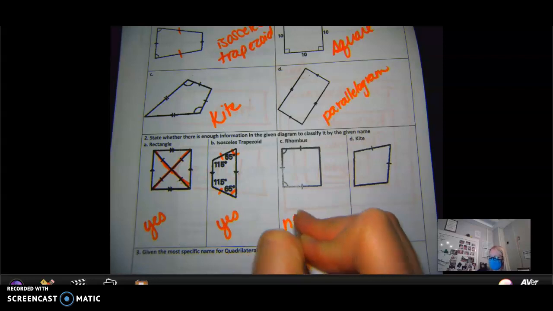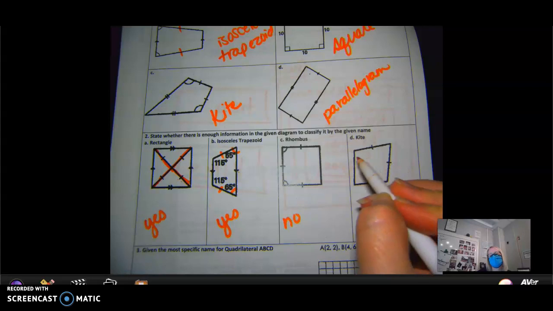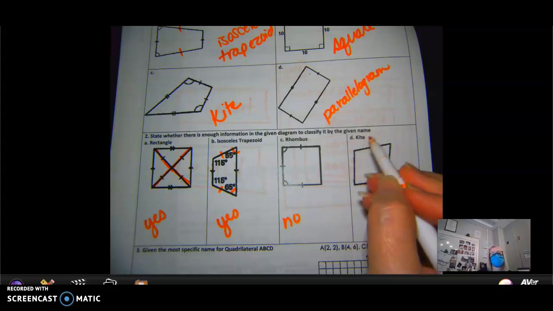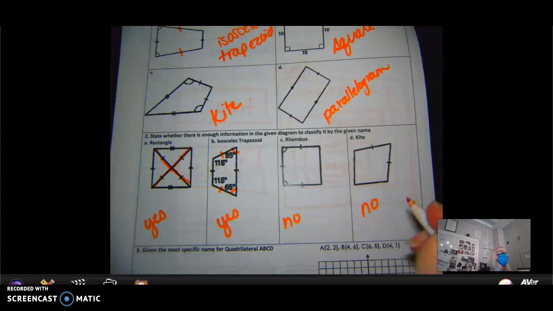No, not necessarily. This figure is only telling me that this side's congruent to this side. It's not telling me anything about this side with this side. It's not telling me anything about their angles. It's not telling me anything about being parallel or not parallel. Can I name this as a kite? No. Yes. How could it not be a rhombus?